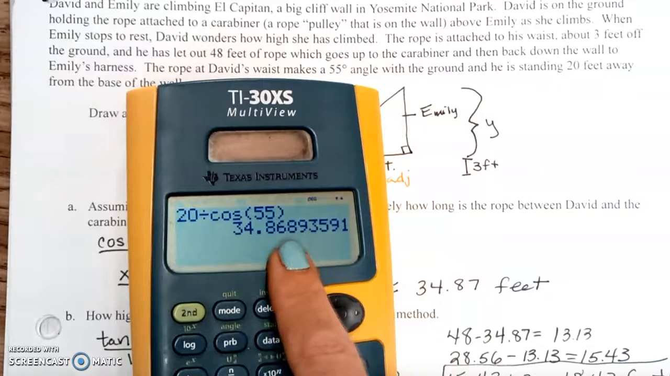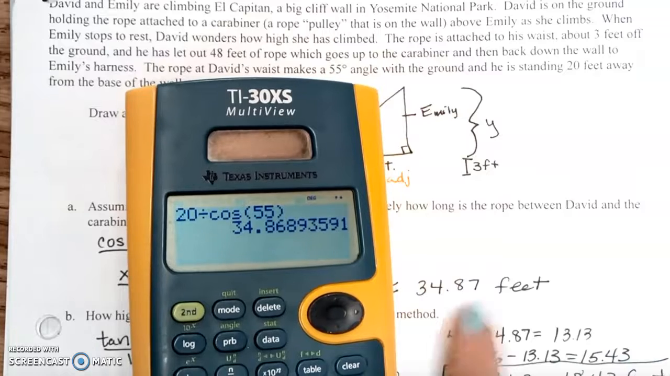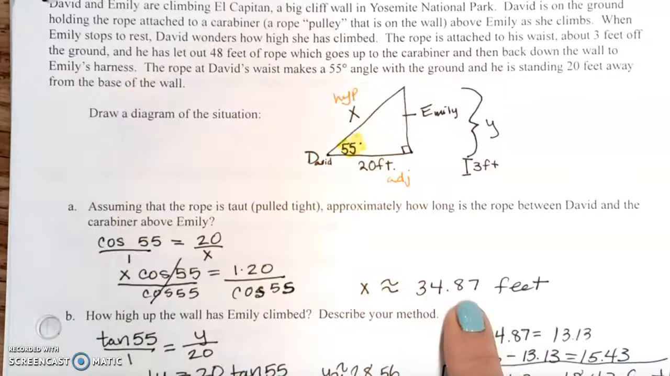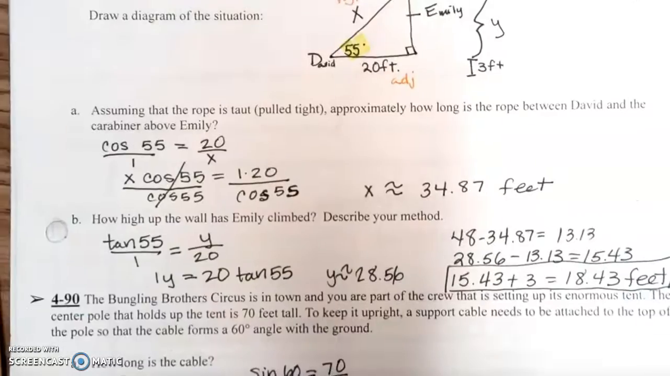But next to that 6 is an 8, so we're going to round up. So we actually make it a 7.87. 34.87 feet. Okay? All right.